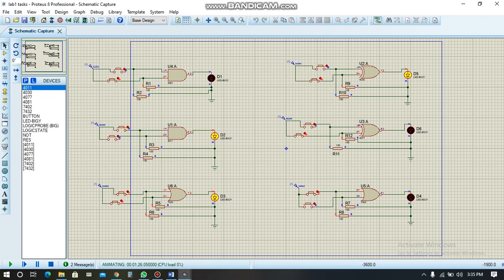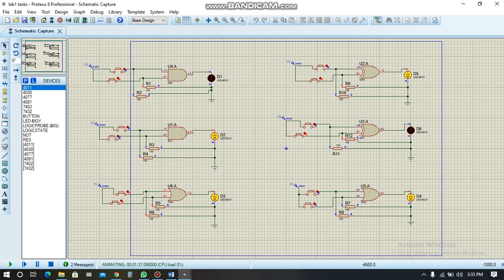Next is the NOR gate, not an OR gate. So it will be opposite to the OR gate. We see that when both are low, we get a high signal. If any one is high, we get a low signal.